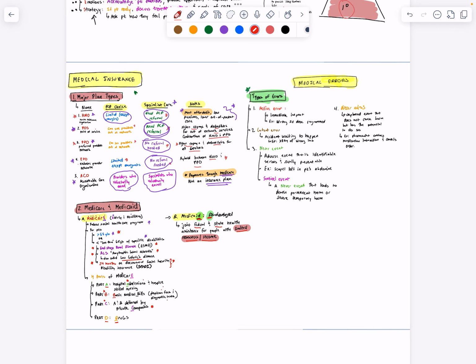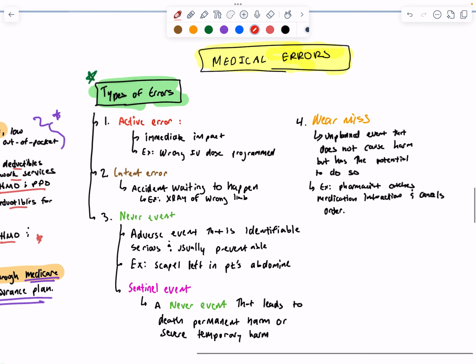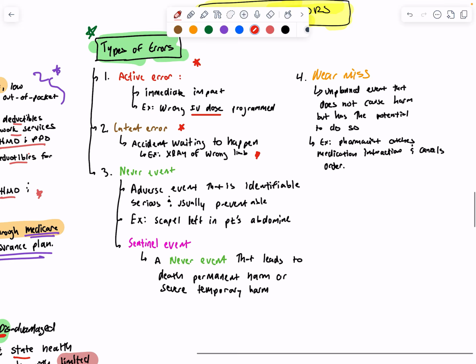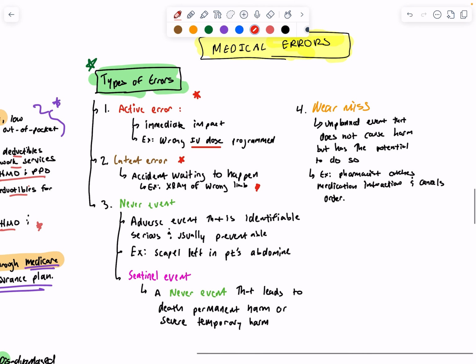All right, very last topic is medical errors. So we have a couple of types of medical errors. We have active error. Active error is immediate impact error. So, for instance, the wrong IV dose is programmed into the machine, so it's immediate impact. That's an active error. Latent error is an accident waiting to happen. Somebody comes in, they get an x-ray of the wrong limb, but nothing has happened yet, and it could potentially be caught.